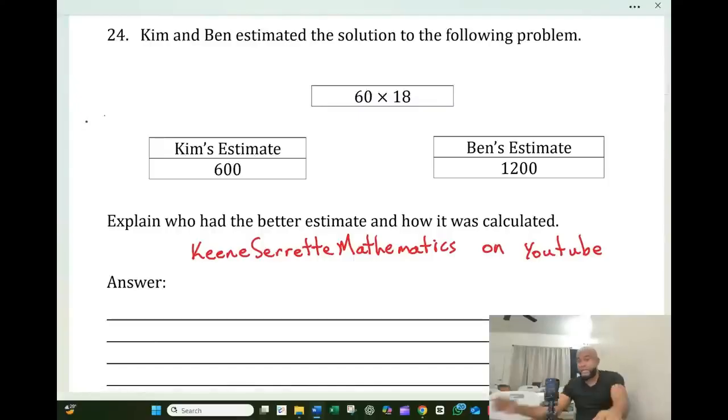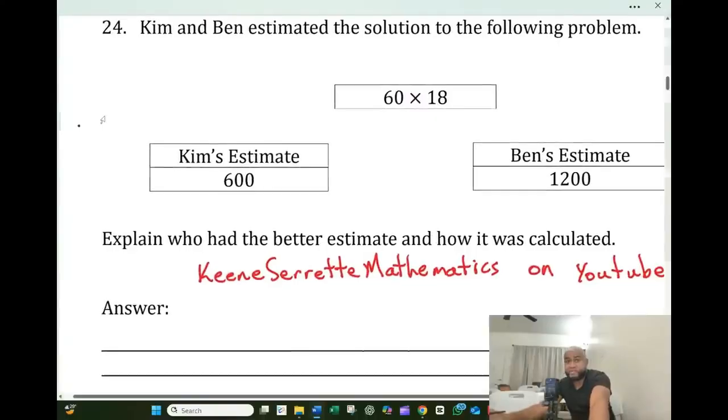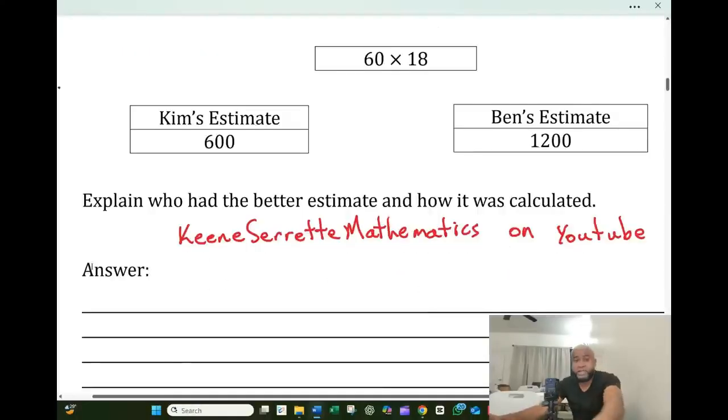So listen to me carefully, right? Kim and Ben estimated the solution of the following problem. The problem is 60 multiplied by 18. Kim's estimate would be 600. Ben's estimate would be 1200. Explain who had the better estimate and how it was calculated.